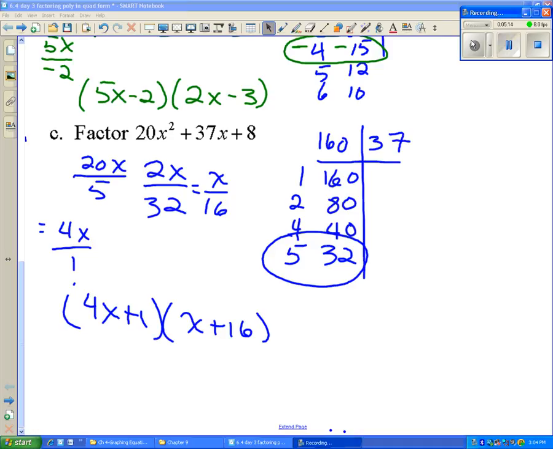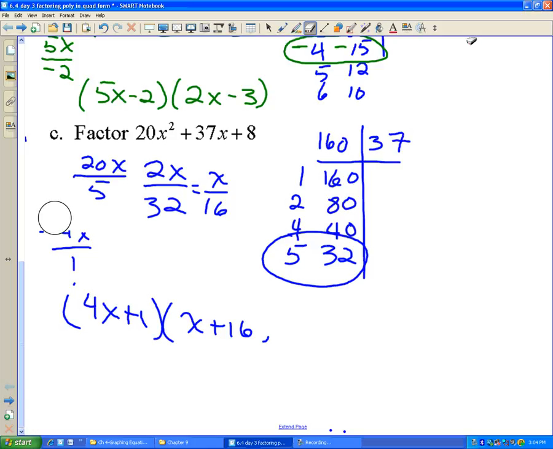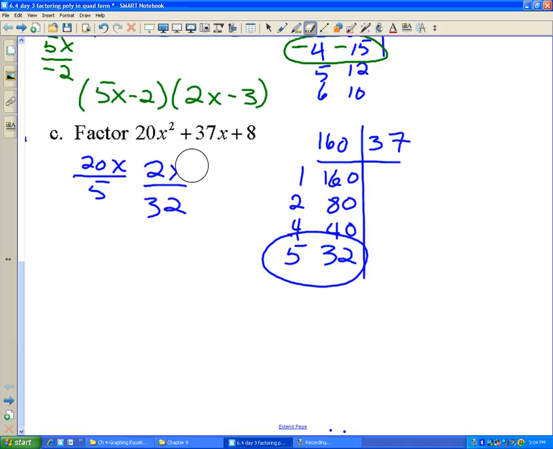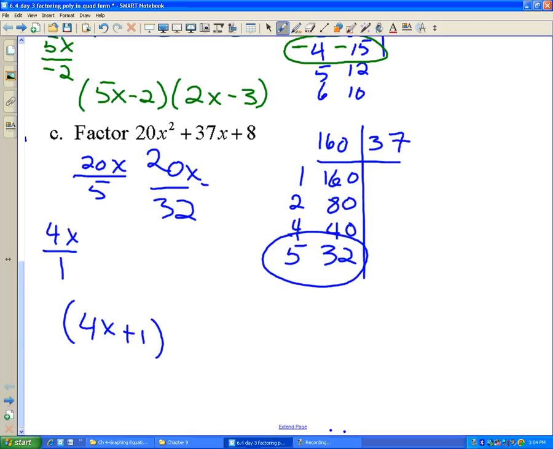Step back. You should be screaming at me, Mr. Alonzo, you made a mistake. So let's take a step back and fix that mistake. 5 and 32 is correct. 20 over 5 is correct. This isn't 2x over 5 over 32. This is 20x over 32. Again, when I reduce this, this is 4x over 1, which was 4x plus 1. When I reduce this, I take out a 4, I get 5x over 8. So that becomes 5x plus 8. When I FOIL that out, I get 20x squared plus 32 plus 5, so plus 37x plus 8. That is my answer. And that's been the California method.